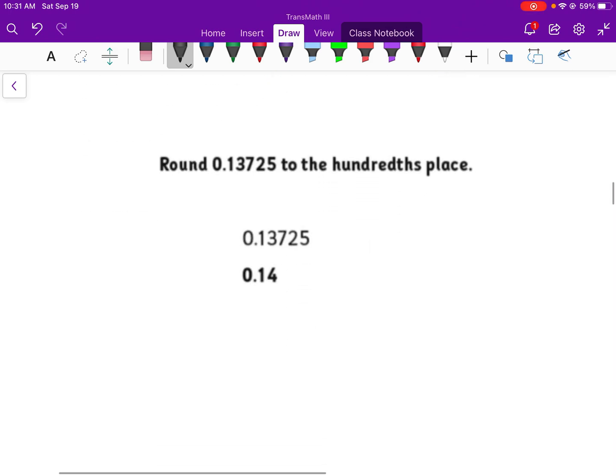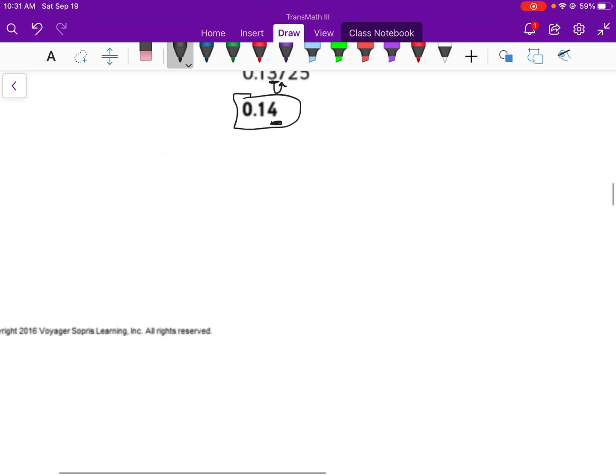So in this case, we have 7. That tells us to round that digit up. So then we change that 3 to a 4. And if we're rounding to the hundredths place, nothing should be past the hundredths place. So this would be rounding to the hundredths place for 0.13725.